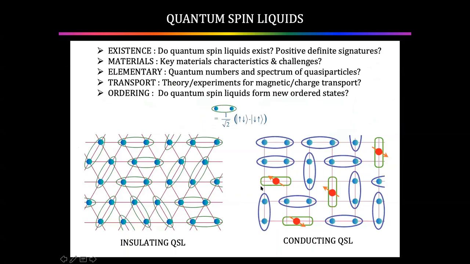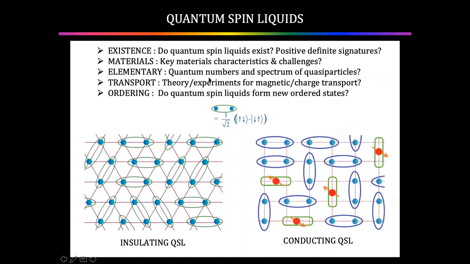So for those of you who are interested in the long-term study of quantum spin liquids, where is the field? First of all, many people would like to know, do quantum spin liquids exist? There's really no definitive observation of this state. And if they do, what would be a positive definite signature of a spin liquid? Then what are the key materials?